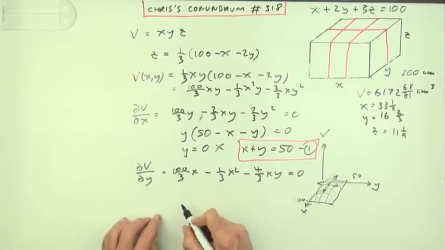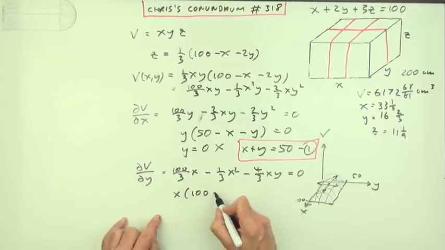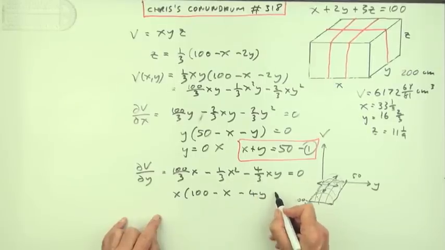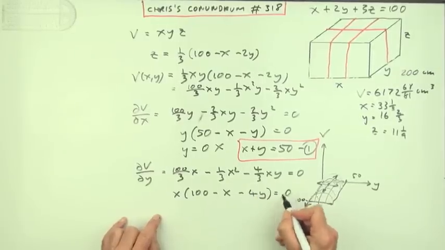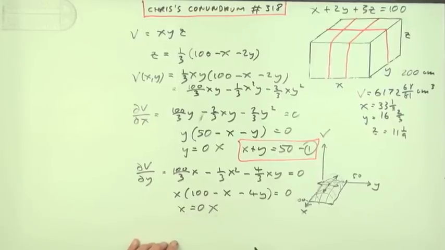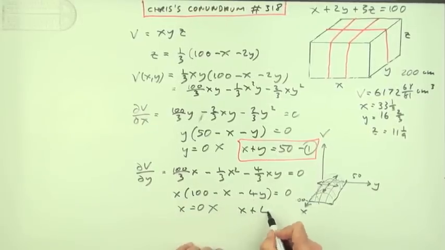Again, multiplying by 3, that's all I can do this time. I'll have to leave those numbers. And taking out the x's, that would be 100 minus x minus 4y equals 0. Same again, a product equals 0, so either x equals 0, which it can't, so this equals 0, which means x plus 4y should equal 100. So there's a second condition that must be satisfied.